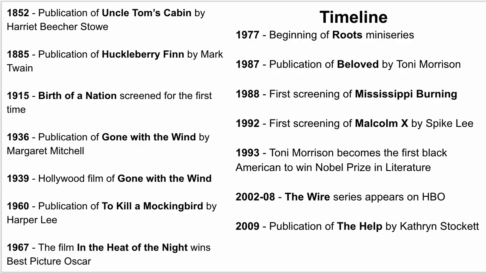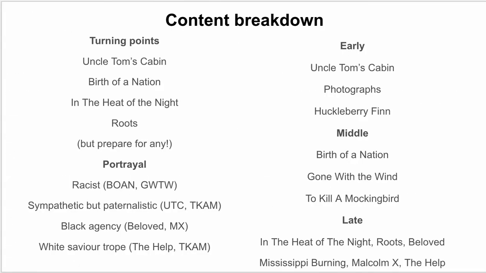So in terms of the content breakdown, prepare for any turning point. Any of these things could be considered a turning point in terms of an essay. So I've just put maybe my top 4 things: Uncle Tom's Cabin, Birth of a Nation, In the Heat of the Night, and Roots. But I think plan an essay on any of these things on the specification being potential turning points, then with kind of 3 others in an essay that you would use.